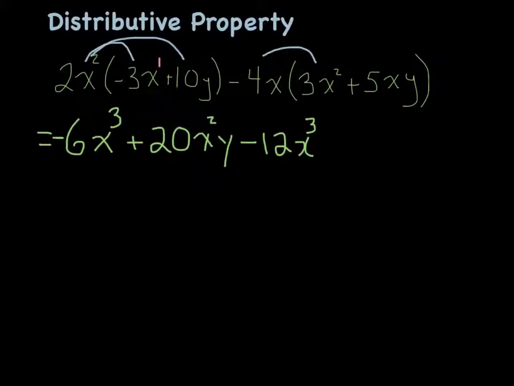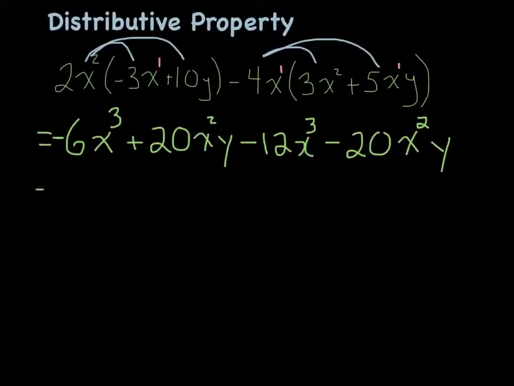And then we've also got negative 4x multiplied by our positive 5xy, and that'll give us a negative times a positive gives us a negative, so we put minus, and 4 times 5 is 20. X to the exponent, we've got a 1 here and a 1 here we have to add together to give us x squared, and then we can't forget about the y on the end of that as well.